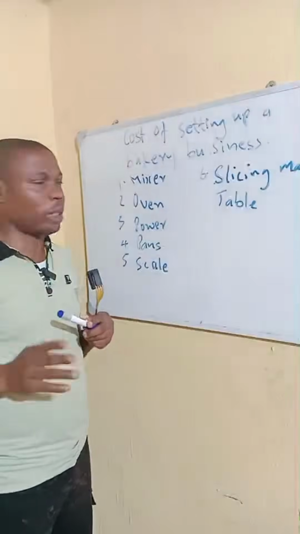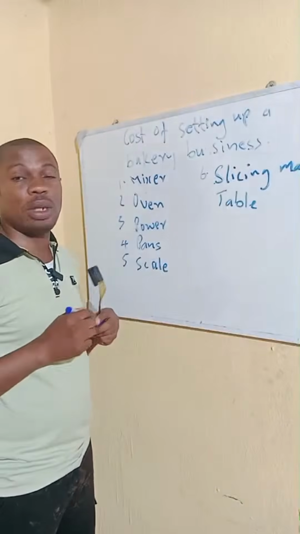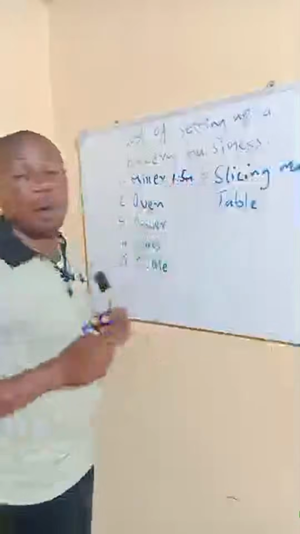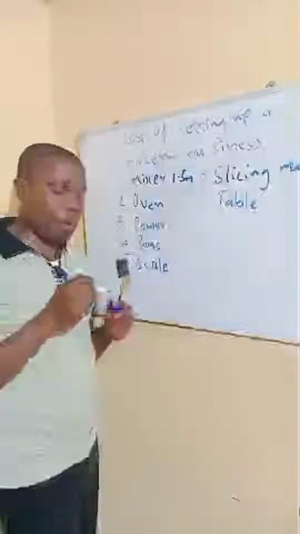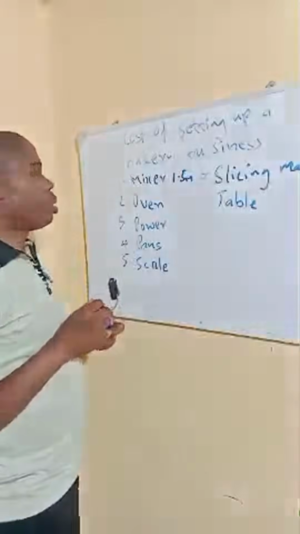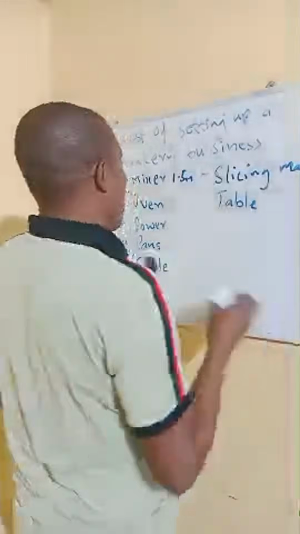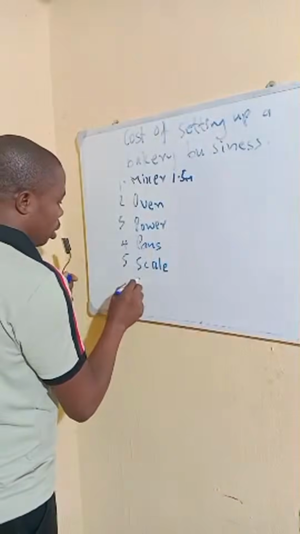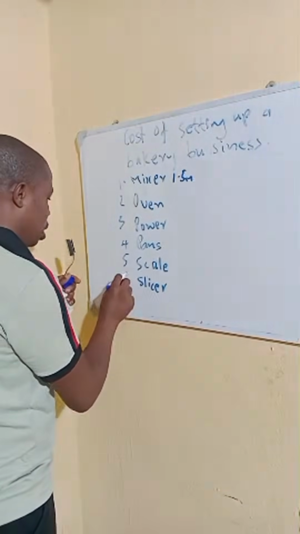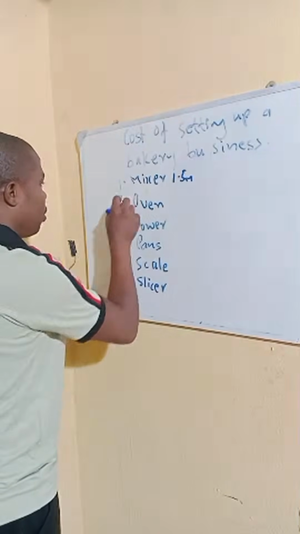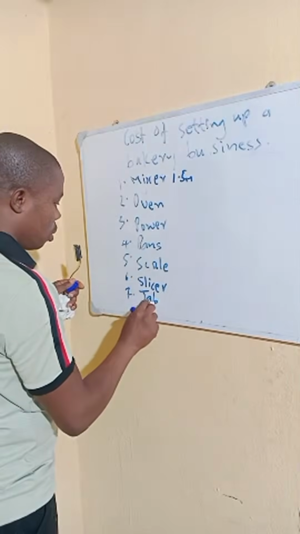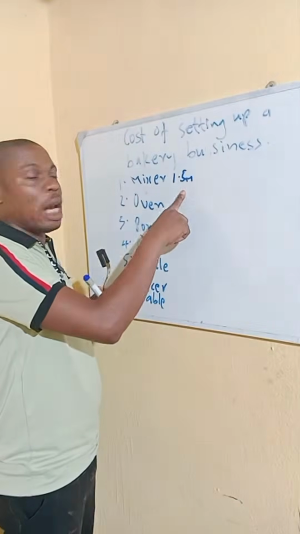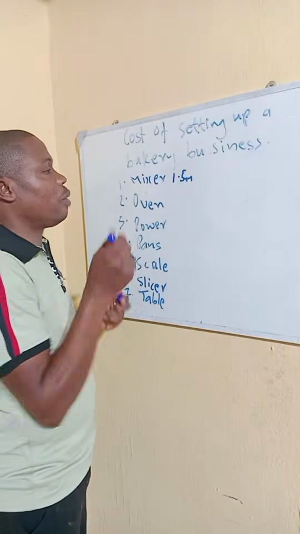The mixer. There are different sizes and grades of mixers, but for you to start as a beginner, I will recommend the 25 kg capacity, which is about 1.5 million naira for the mixer. Slicing machine, right? And then we have a table. So you need 1.5 million naira for your mixer, 25 kg.